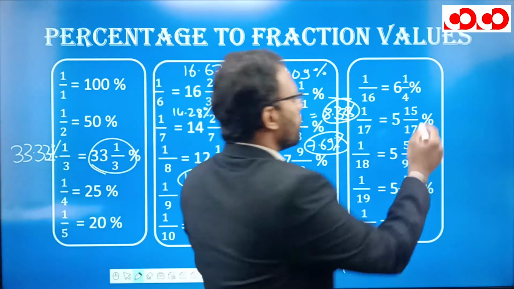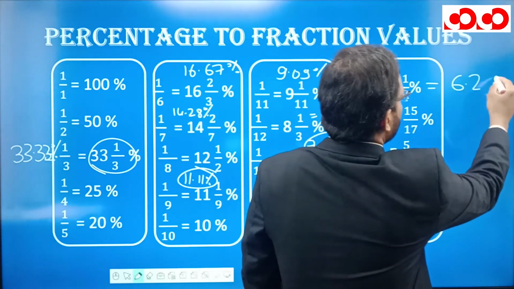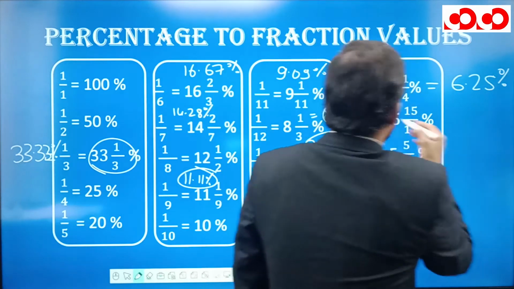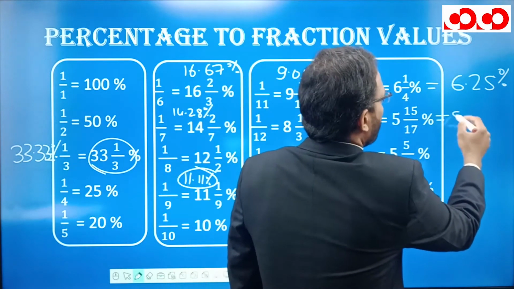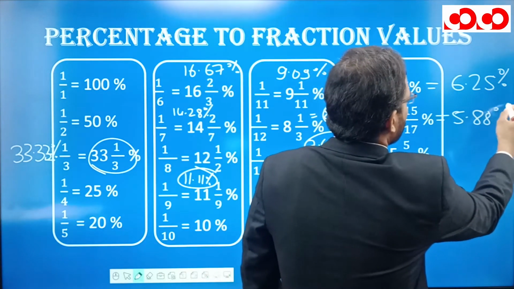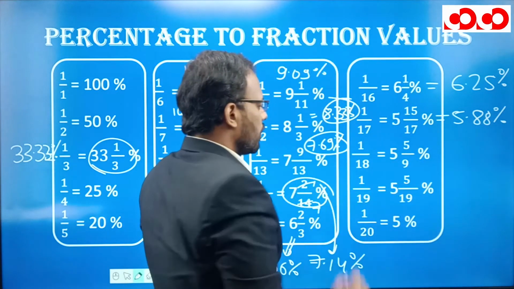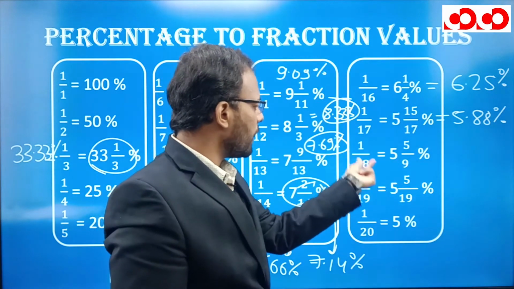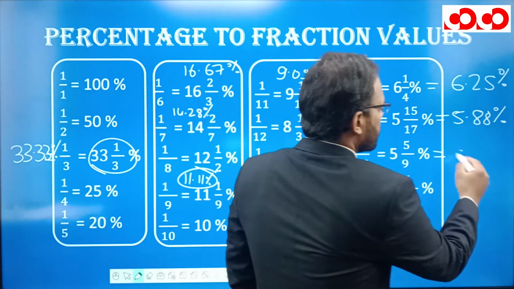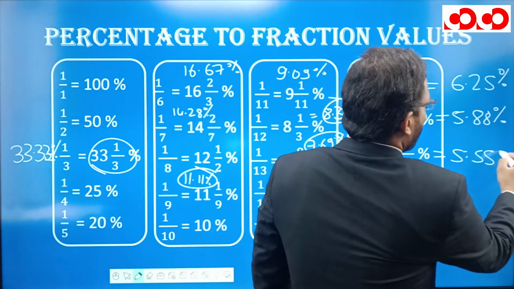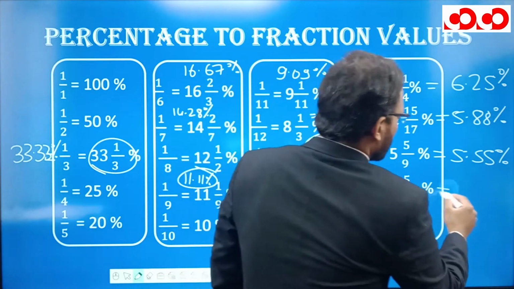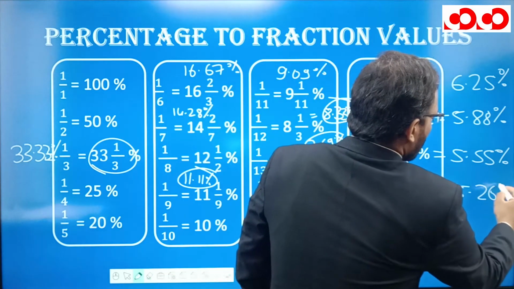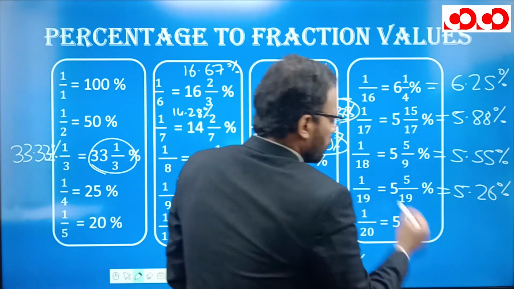Now if we move forward, we have 1 by 16, which is 6 1 by 4 percentage. What is 6 1 by 4 percentage? It is 6.25 percentage, right? Then 1 by 17 is 5 15 by 17, which is equal to 5.88 percentage. Then 1 by 18 is 5 5 by 9, which is equal to 5.55 percentage. Then 1 by 19 is 5.26 percentage. Then 1 by 20 is equal to 5 percentage.